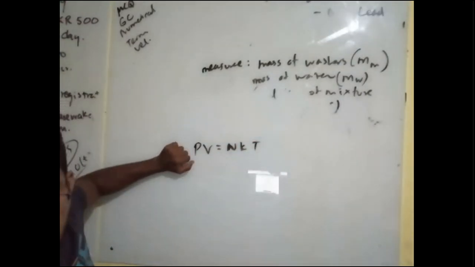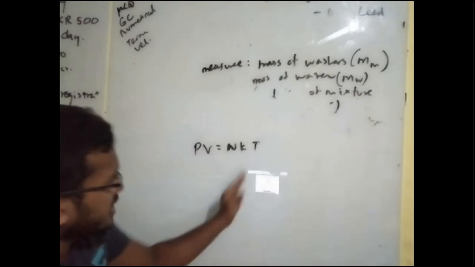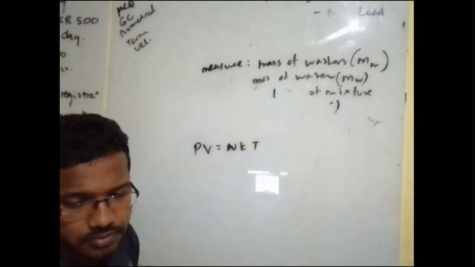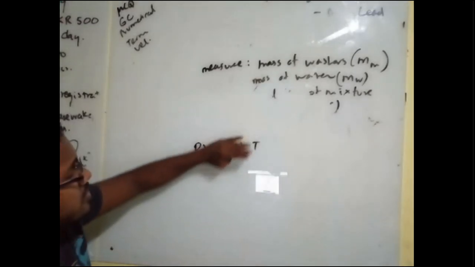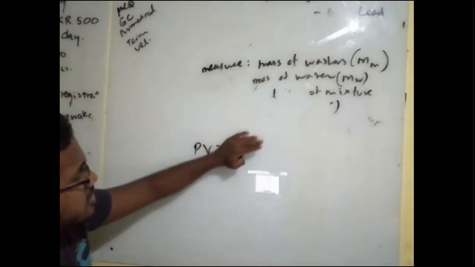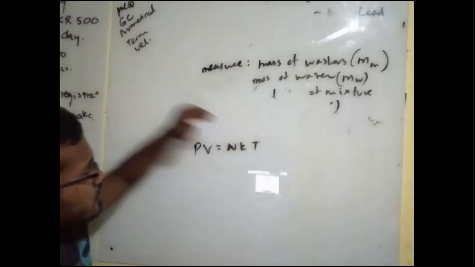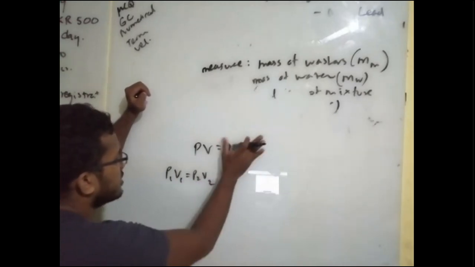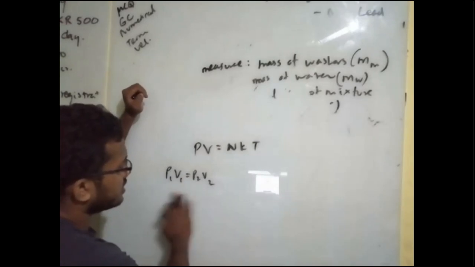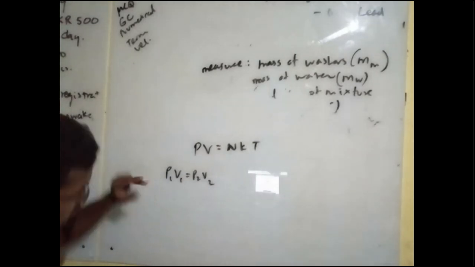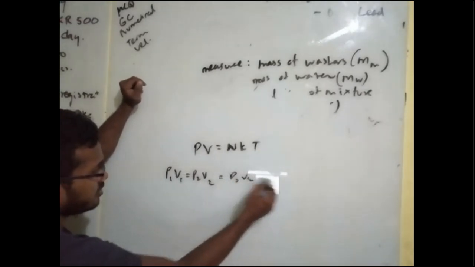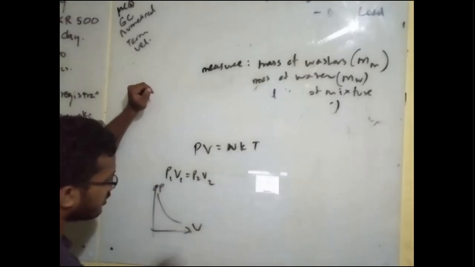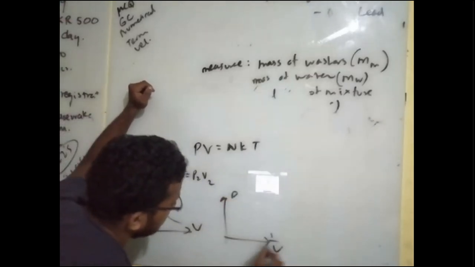Are you aware of the three separate sub laws that you can extract out of this? When you have number of particles and temperature constant, we have PV equals constant. That's called Boyle's law. So P1 V1 equals P2 V2, because this side is a constant. Whatever multiplication of these two will be a constant. On a graph, if it's P against V, it's a hyperbola. If it's P against 1 over V, it's a straight line.